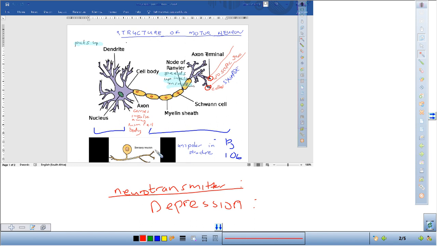All right, let's look at this neuron. This is what a sensory neuron looks like. Now, the sensory neuron has the same structure, the same parts, as the motor neuron. The only difference is that the sensory neuron is known as unipolar in structure because coming out of the cell body, it's just got one growth. Can you see that there? It's only got one growth. Therefore, it's called a unipolar neuron in structure.